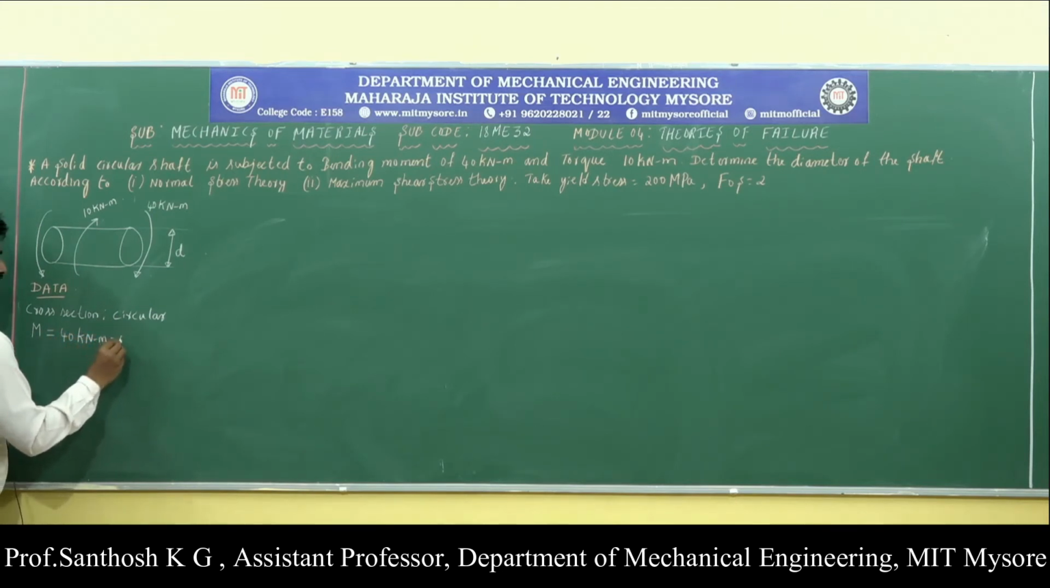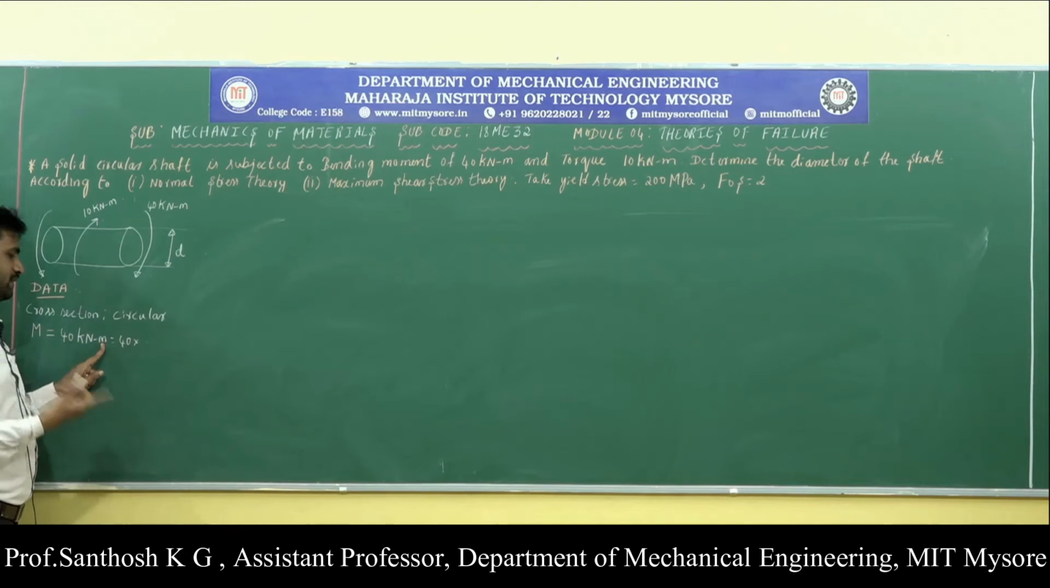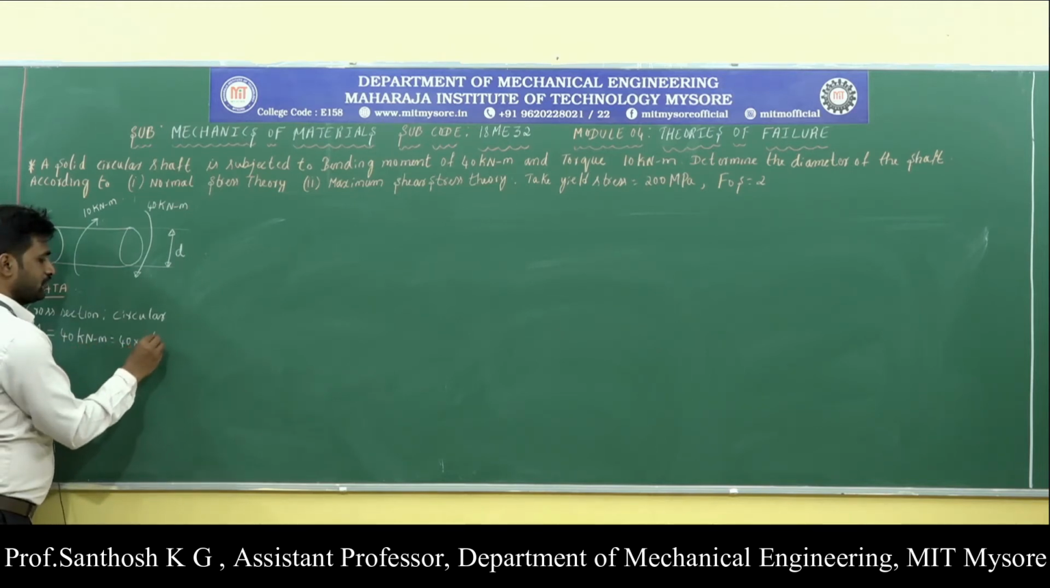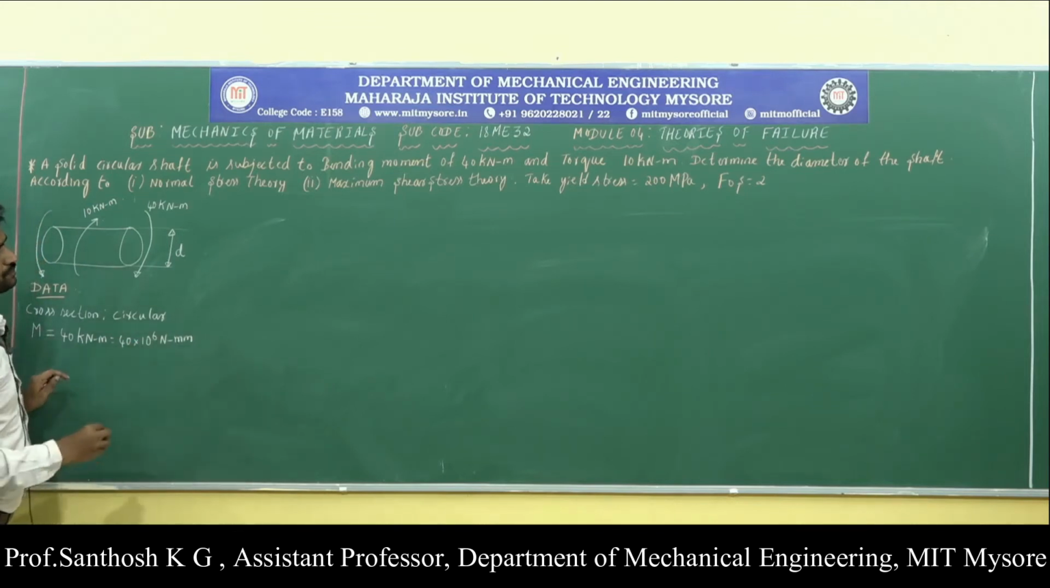kilonewton meter. So, 40 into kilo, it is 10 to the power of 3, and if I convert meter to millimeter, then I will get 10 to the power of 3. So, 10 to the power of 3 into 10 to the power of 3, it will be 10 to the power of 6 Newton millimeter.